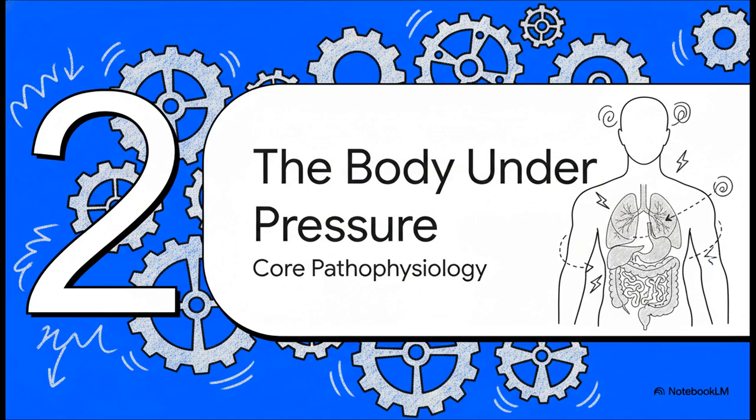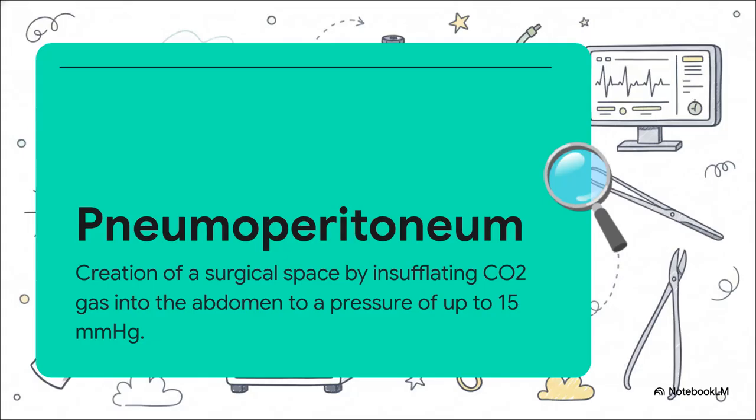We're going to break down exactly what's going on in the body's major systems during MIS. Because understanding this core pathophysiology, well, it's the foundation for absolutely everything else we're going to talk about. So it all kicks off with the pneumoperitoneum, and a classic exam question, right? Why do we use CO2? There are two absolutely critical reasons.